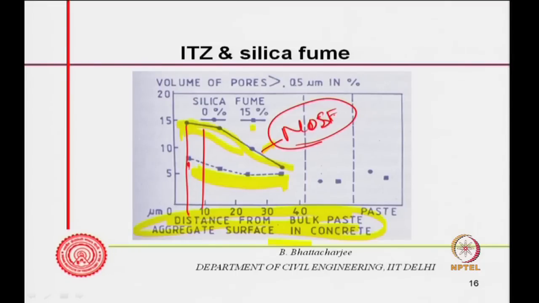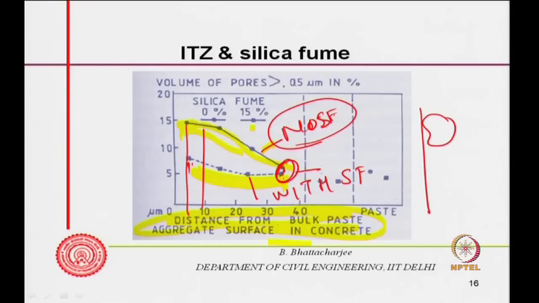But if you put in silica fume, this gets reduced. In the bulk paste, the porosities would be more or less similar with or without SF. But particularly at the interface, it improves, and that is why concrete strength improves significantly. Now, how is this possible?